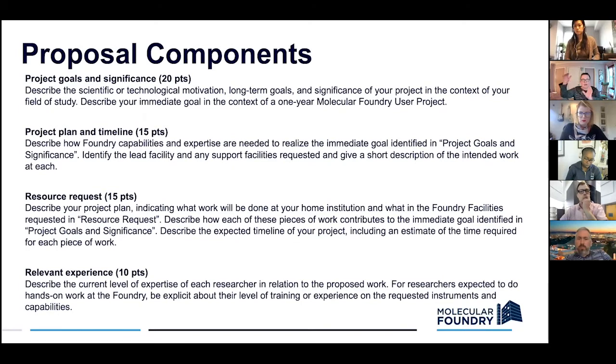So after thinking about our process, I want to zone in a little bit on the proposals themselves. There are 4 main elements of each proposal, and you can see what they are here, along with point allocations. So this is how they are weighted in the review process. Project goals and significance: what's your motivation, long-term goals, put it in the context of your field of study, and then what's your immediate goal? We'll come back to this idea a lot. What's your immediate goal in the context of a 1-year Foundry project?